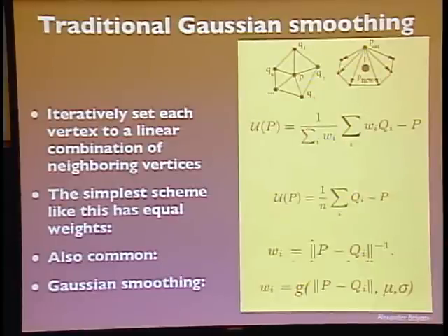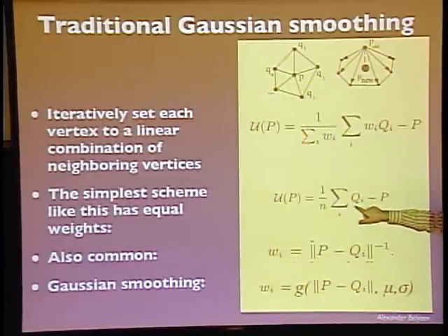Well, in the simplest case, you really actually do want to move P to the exact central position in between all the other Qs. And for that, all you would do is simply just take a not weighted combination, just a straight average of the positions of Q.